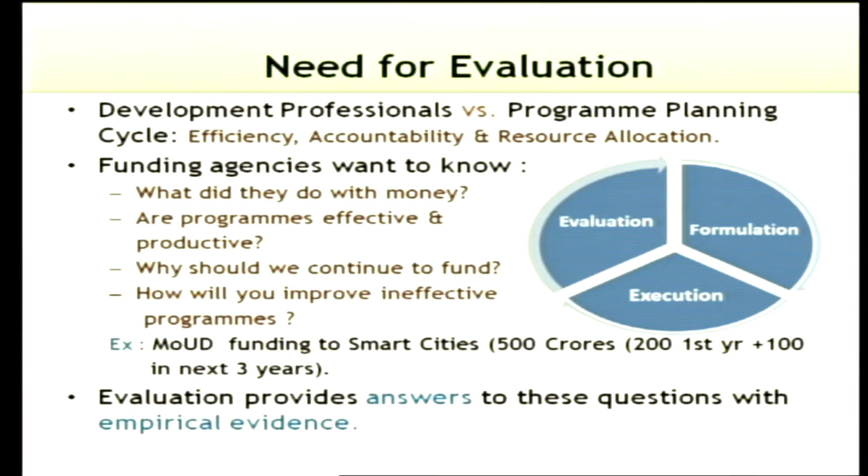For example, the Ministry of Urban Development is funding smart cities. They identified smart cities across the country and they allocated about 500 crore rupees. 300 crore rupees they are giving immediately in the first year, and in the next year and the year after, they are releasing 100 crores each. Before releasing the next year's grant, they will ask all these questions. What did you do with this money? 200 crores, 300 crores released in the first year, so based on the performance report, they will release the second year's money.